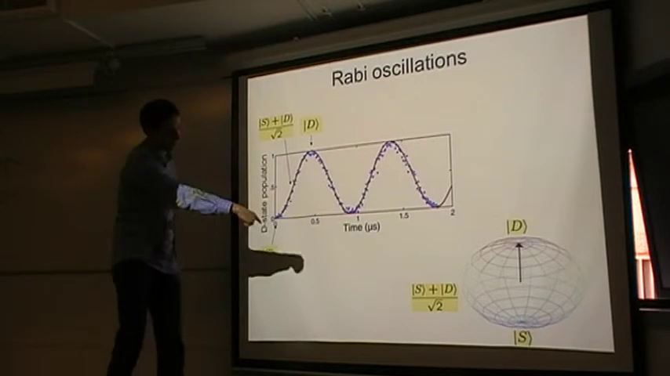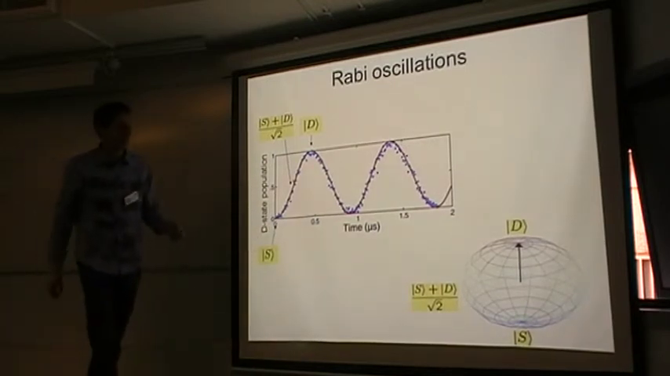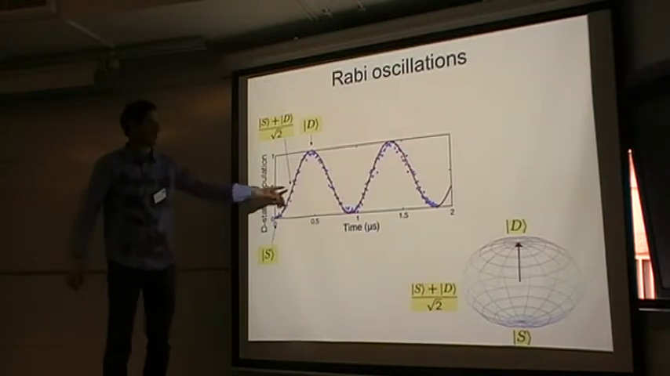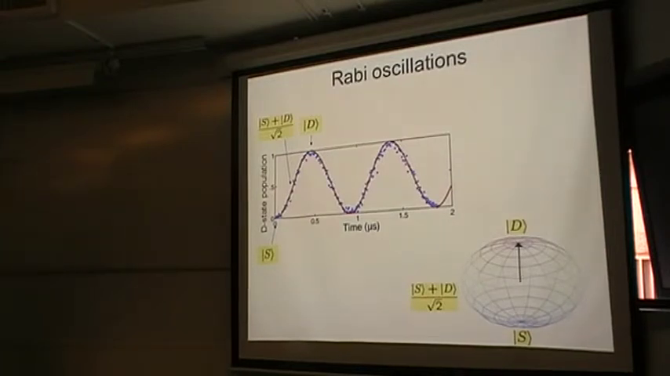So it's just a rotation, of course, on the Bloch sphere, and the rotation axis, whether it's rotated around X or around Y, can be controlled by the phase of this laser. So by that you can do arbitrary rotations.